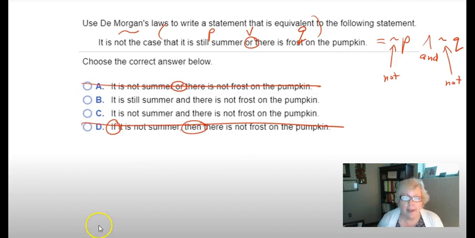Now look at this schematic. If I start with an or, I need to end up with an and, but don't forget, they still need to have not in it. So we need an and statement that has the not or the negation. The only and statement with a not is answer choice C. It has, it is not summer and there is not frost on the pumpkin. Good luck with De Morgan's law.